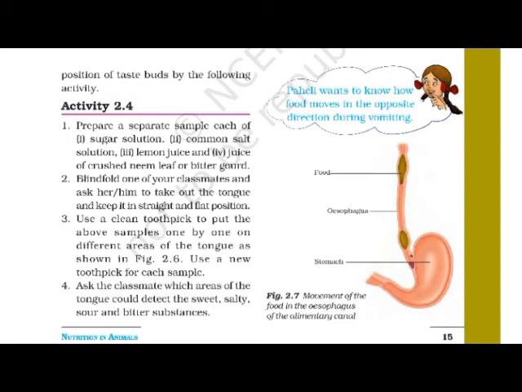Now we are on page number 16, which is on your screen. Food is pushed down by the movement of the wall of the food pipe. We know the food is required for the body, and this food is pushed down by the movement of the wall of the food pipe. You can see it very clearly in the figure. They have shown how the movement of the food pipe takes place and how the food is pushed down.